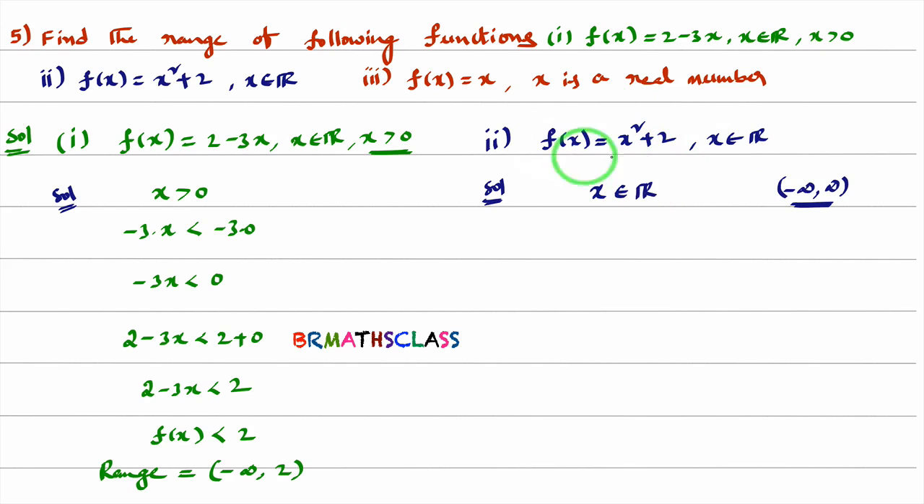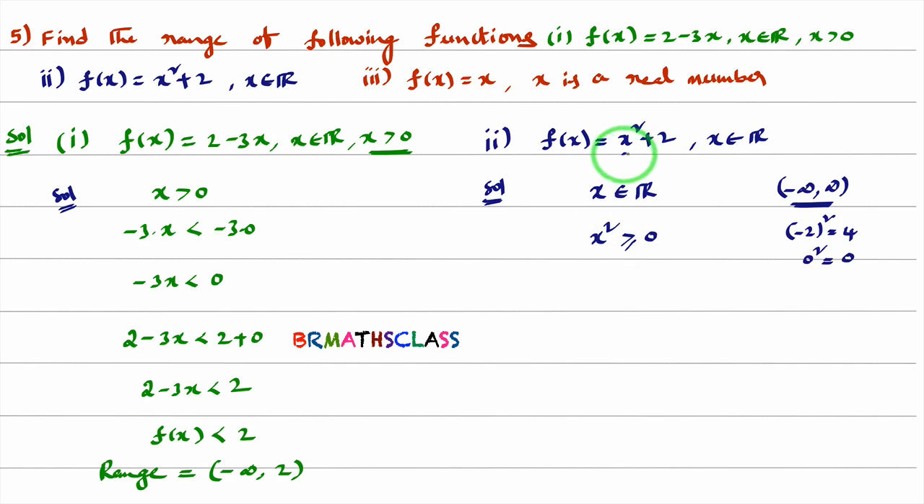I am trying to find what the f of x values are. I'll square this on both sides. For any real number, if we square, it will be greater than 0. There is a chance of being equal to 0 when x is 0. So when x is a real number, x square is greater than or equal to 0.